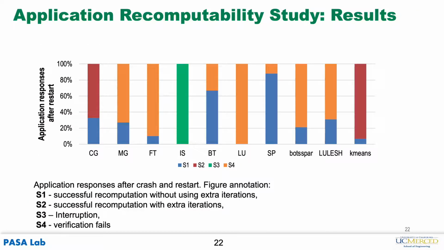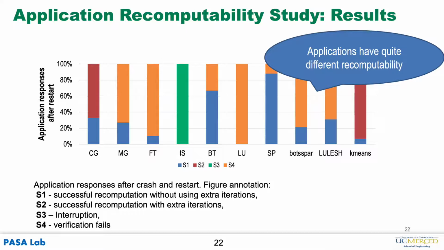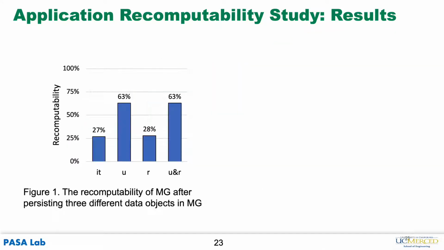The figure shows the application recomputability study with different applications. We notice that some applications show very strong recomputability, such as BT and SP. Some applications such as IS, LU, and EP are the opposite. They cannot restart or have a segmentation fault. The takeaway message here is that different applications have quite different recomputability.